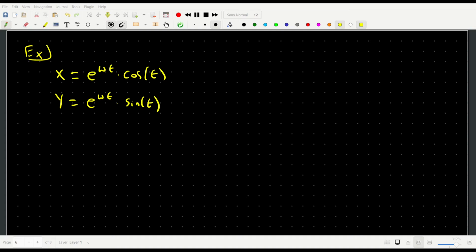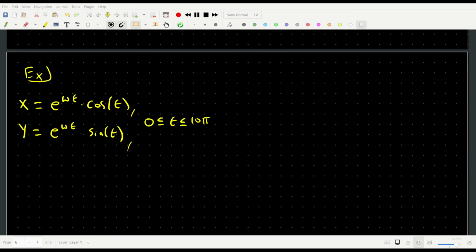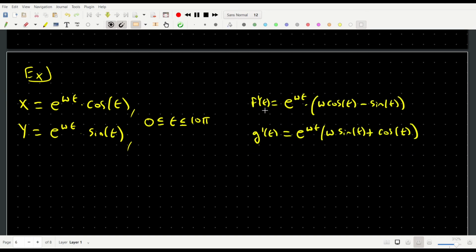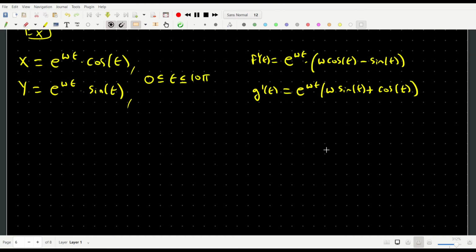And for definiteness, we'll consider this in the same interval from before, for t from 0 to 10 pi. And recall from before that we computed the derivatives of each of these curves to be f prime is this and g prime is this, earlier in the lecture.